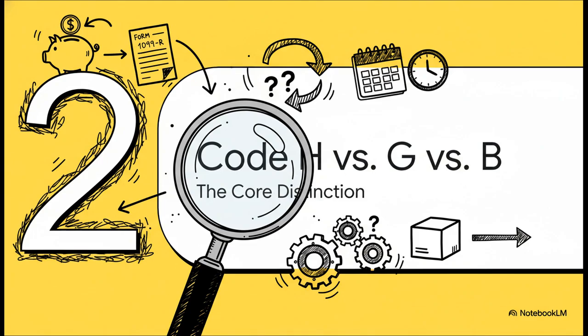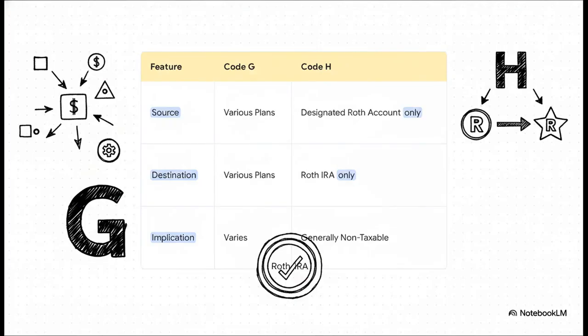Let's make this distinction absolutely crystal clear. Just look at this side by side. Code G is kind of your general purpose tool. It's used for a bunch of different rollovers. But Code H, it's a specialist. It is used and it is mandatory for one specific move and one move only, a direct rollover from a designated Roth account to a Roth IRA. For Code H, both the source and the destination are completely non-negotiable.